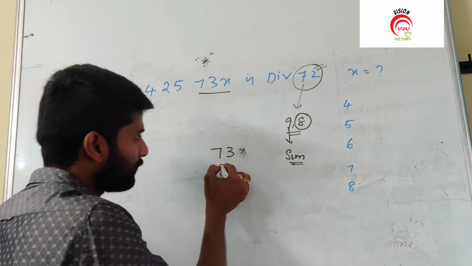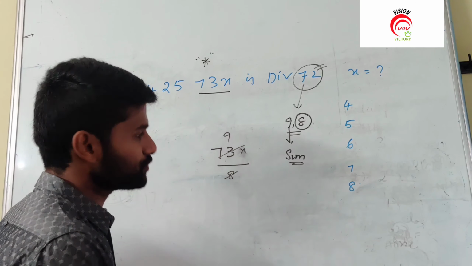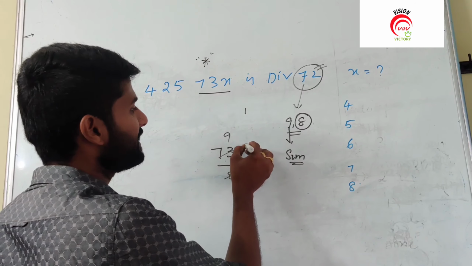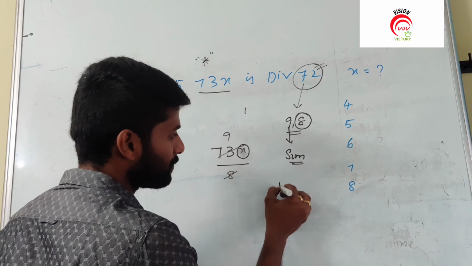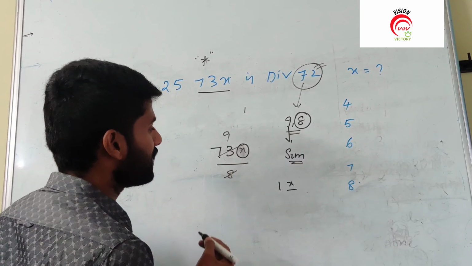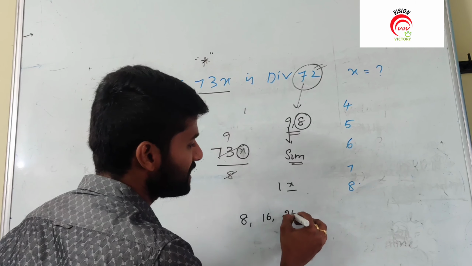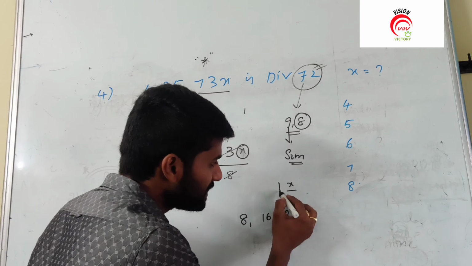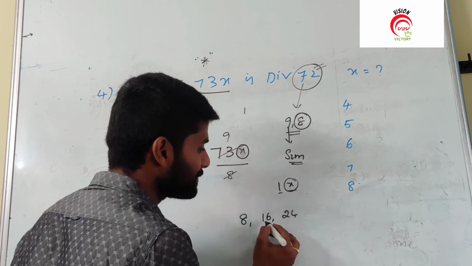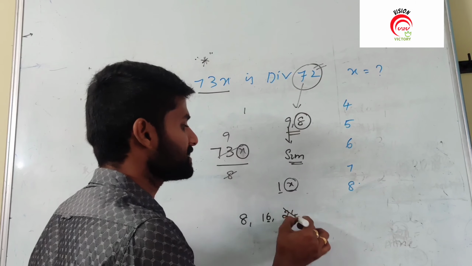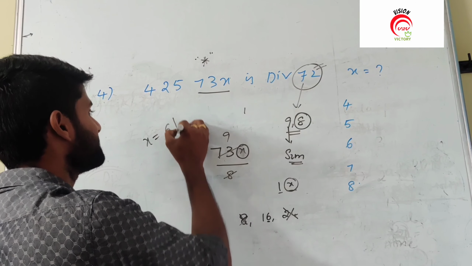So what are the chances for 8? Focus on this. I just go with 8 here. 8 nines are 72, and we are left with a remainder 1. So definitely x can be replaced by a multiple of 8 only. For example, 8 ones are 8, 8 twos are 16, 8 threes are 24. We know the tens place consists of 1, we don't know the units place. So definitely x can be replaced as 6 only. We cannot replace it as 24 and 8. So definitely the x value may be 6 only.